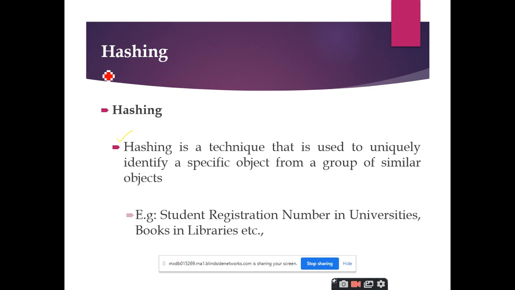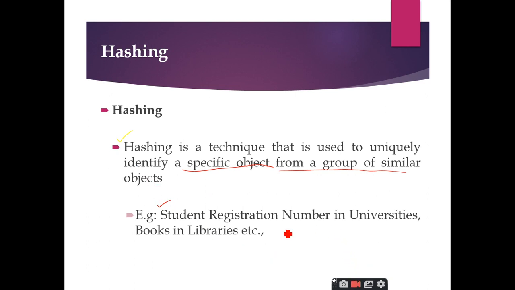So hashing is a technique used to uniquely identify one particular object from a group of similar objects, right? If you take real-time examples of this hashing technique, one is the student registration number in universities. For example, in your class you have a strength of around 61 candidates. How can I uniquely identify a particular student? Can anybody give me the answer? How can I identify a student uniquely? Based on their roll numbers. Roll numbers, by making use of roll numbers.